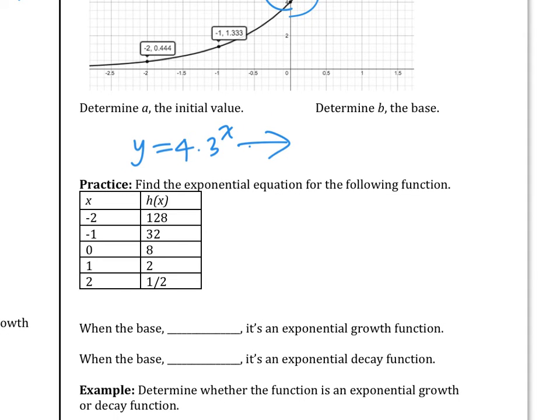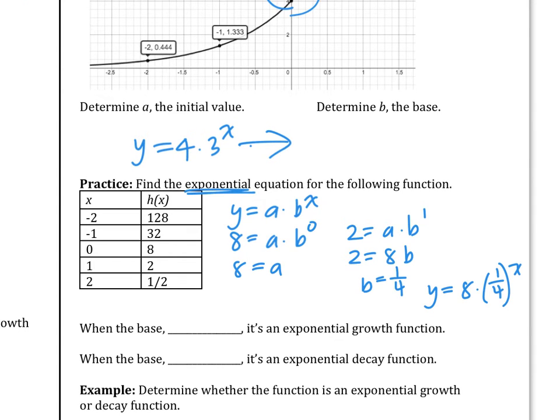Okay, let's have you practice. This time you have a set of values and then they tell you that this is another exponential equation. So go ahead and give this a try and come back and check your answer. All right, please go ahead and check your answer, this one here.